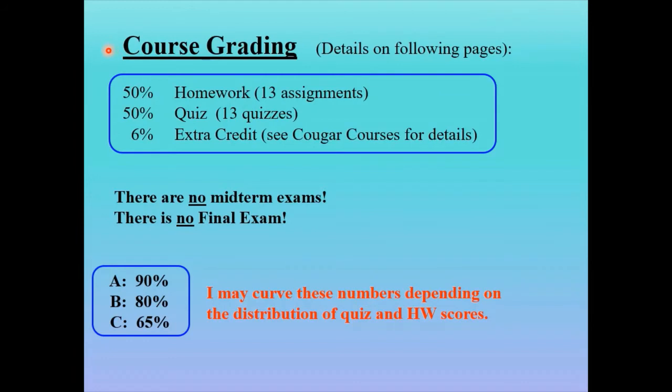So regarding our course grading, the course is very simple in this context because there are really only 2 things that will determine your grade. Half of your grade will come from your homework, and this is done online, and there's a total of 13 assignments. I will give you more details on homework shortly. The other half of your grade comes from quizzes, and you will be taking 13 quizzes. For each of these homework assignments, there will be a quiz that you will follow up with. So between the homework and the quiz, that is your grade.